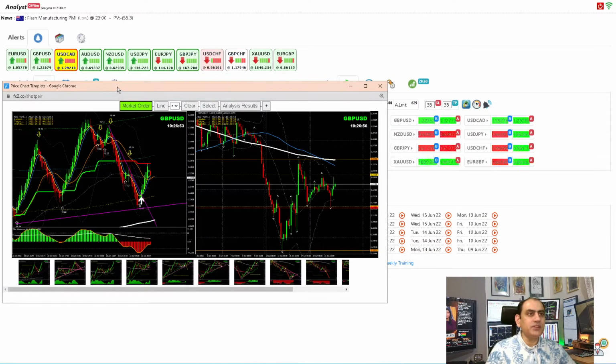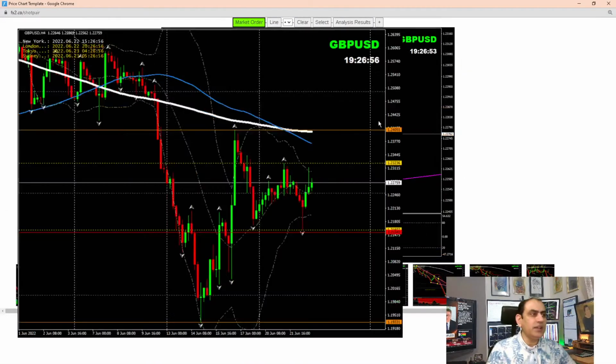Okay, so pound dollar, cable. This morning, as you have seen, we had such a nice beautiful short trade here, and price respected this previous low, and also you can see this red line here, that was the daily support line. Price nicely respected it, and we try to find a counter opportunity in intraday.